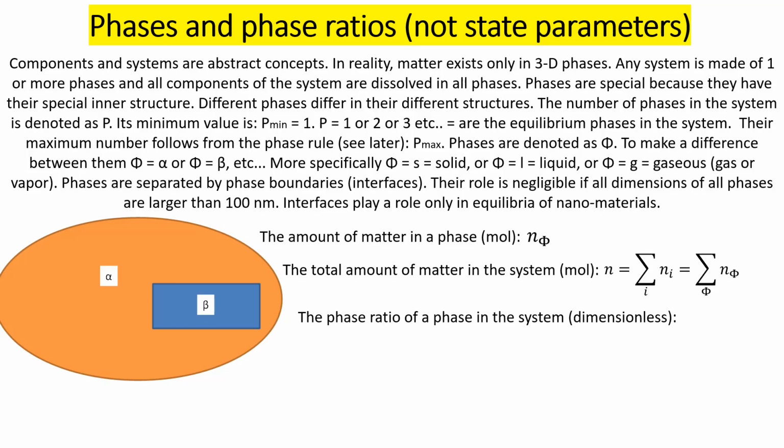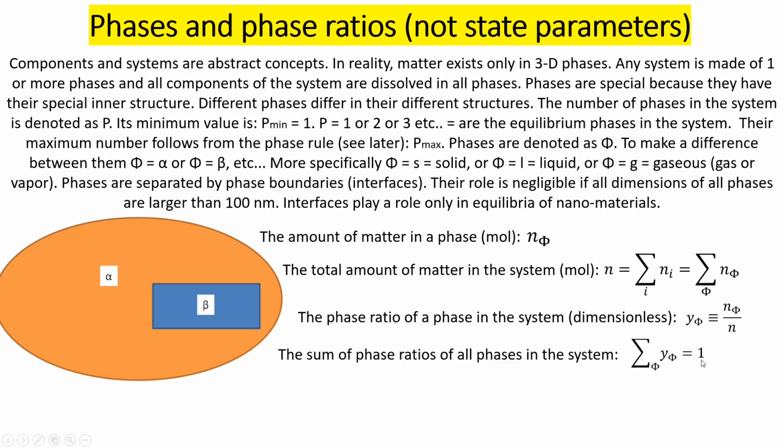And that is why the phase ratio should be defined, because ocean and desert are different only in the ratio of those phases. So the phase ratio is defined as the amount of matter of phase phi divided by the total amount of matter in the system. And of course, if now I sum up all the y phi values, then I end up also with 1. Because the sum of all the parts in the whole is always 100%.